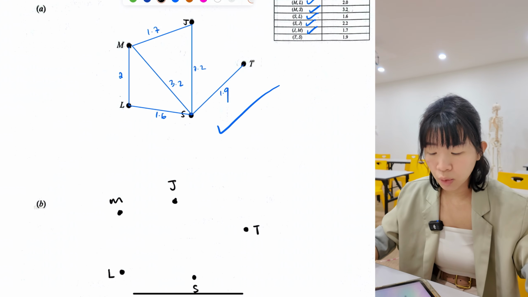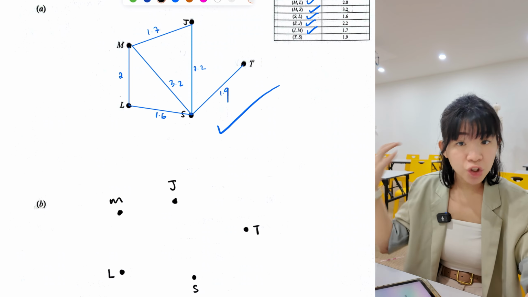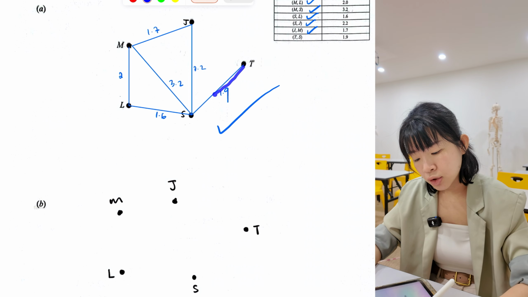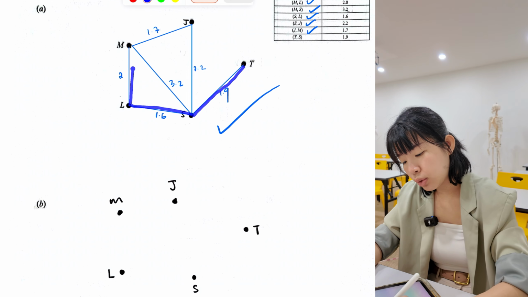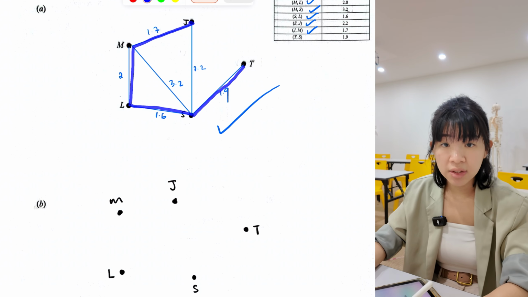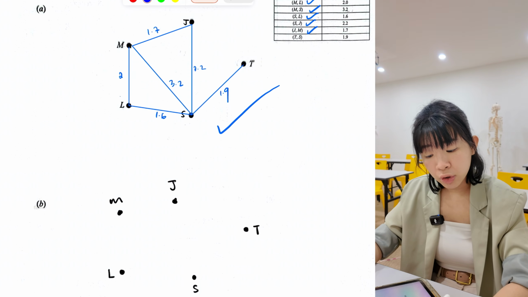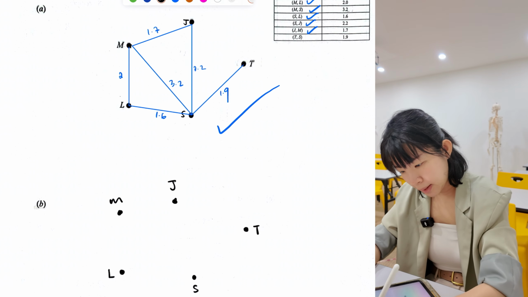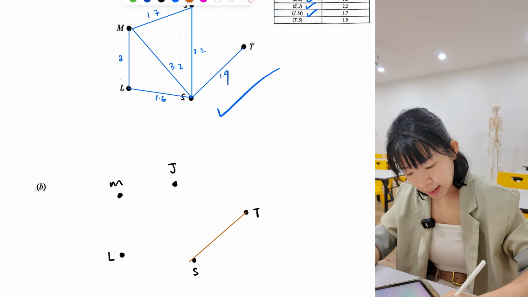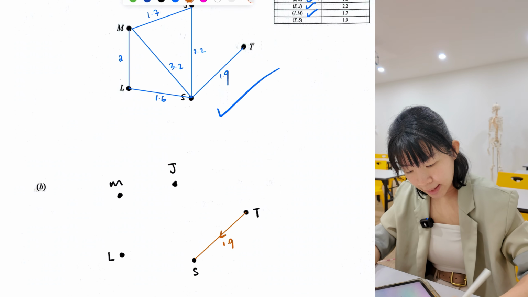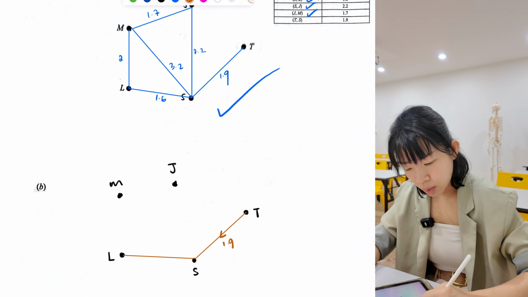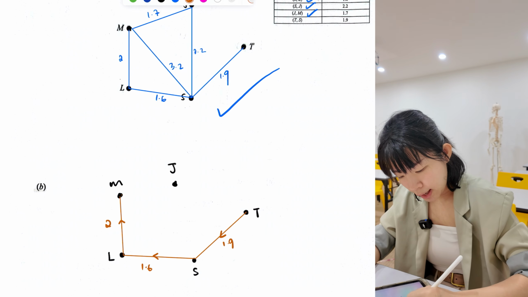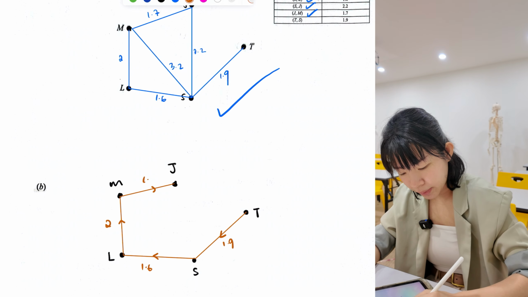For this type of question, no choice, you have to try and error to find the shortest distance. So the answer will be this way. Start from T, from T to S to L to M, finally to J. This is the shortest distance already. When you do it on your own, maybe you need to try a few routes to see which one is actually the shortest. The answer now is T to S, directed, make sure you put an arrow, 1.9. S to L 1.6. L to M, this one 2. M to J, this is 1.7.